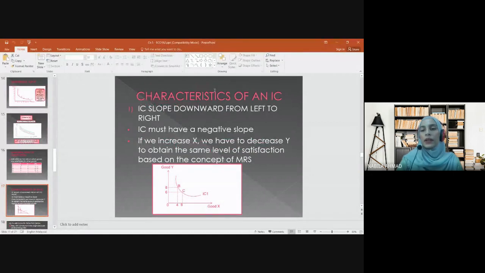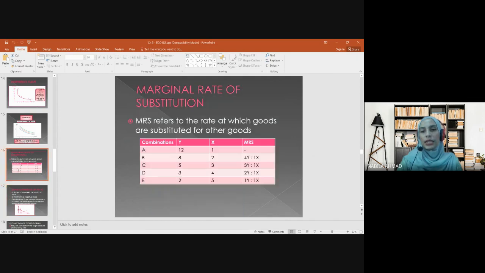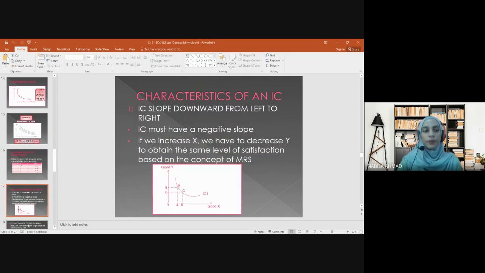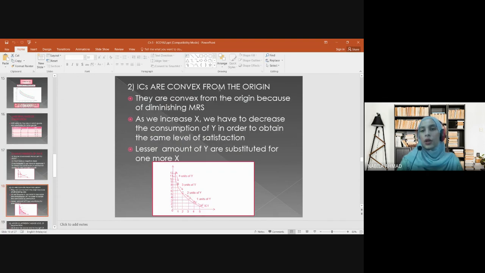Okay, so what are the characteristics of indifference curve? Ni adalah antara karakteristik dia. Indifference curve slopes downward from the left to the right. Sebab konsep of marginal rate of substitution tadi, dia declining. So negatively slope. And it is convex from the origin. Convex bermaksud apa? Bermaksud because of the diminishing marginal rate of substitution.